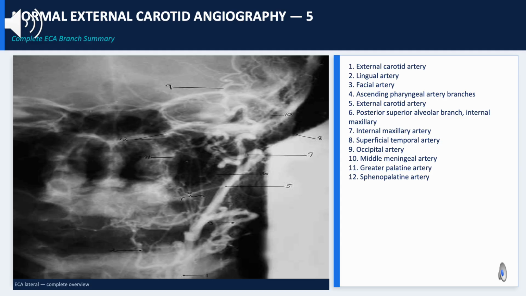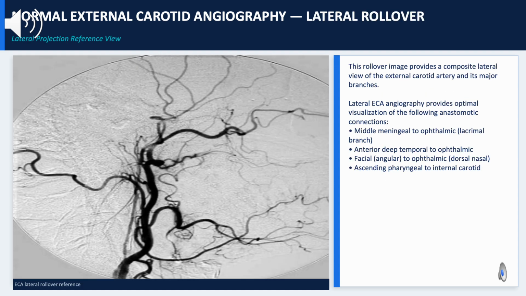Before any ECA procedure, mentally trace each numbered branch and ask whether it has a known anastomosis with the ICA territory. If the answer is yes for the vessel you are targeting, advanced angiographic techniques and super-selective catheterization are mandatory. This lateral rollover image provides a composite view that is particularly useful for understanding the spatial relationships of ECA branches in the lateral projection. The rollover effect highlights the transition from ECA to ICA territory.